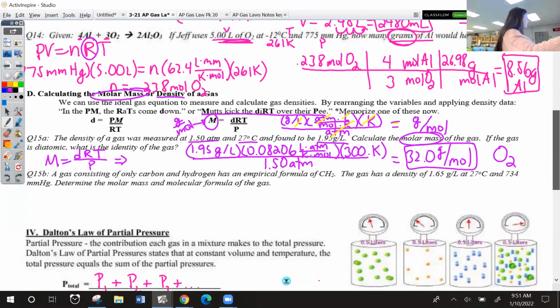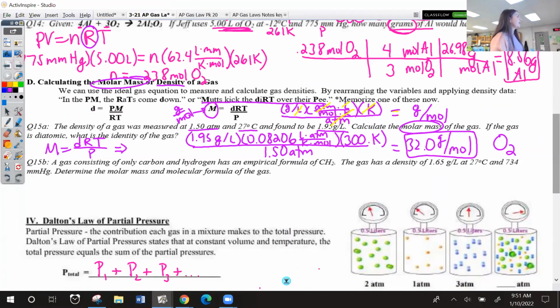15B, a gas consisting of only carbon and hydrogen has an empirical formula. Okay, so this is our empirical formula. The gas has a density of this, and then we have our millimeters of mercury. Determine the molar mass and the molecular formula of the gas. Okay, so we know it's CH2.